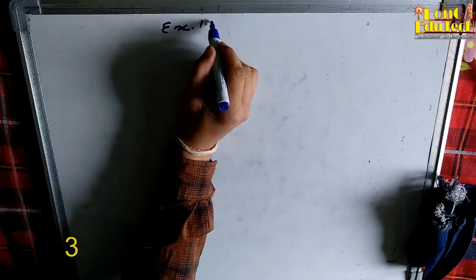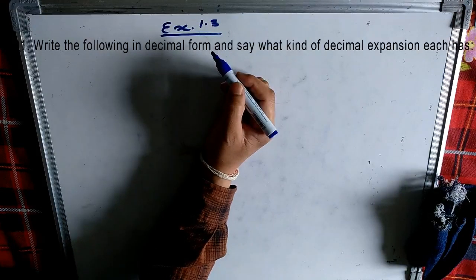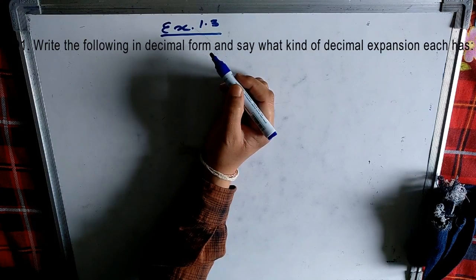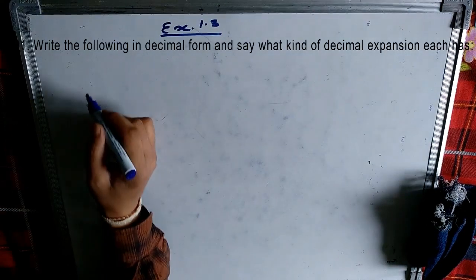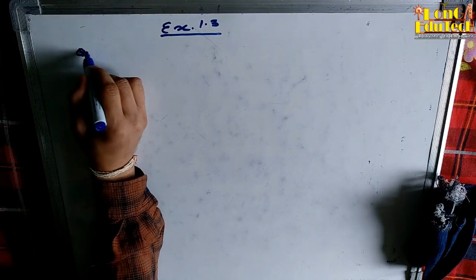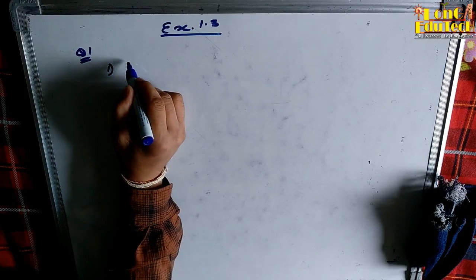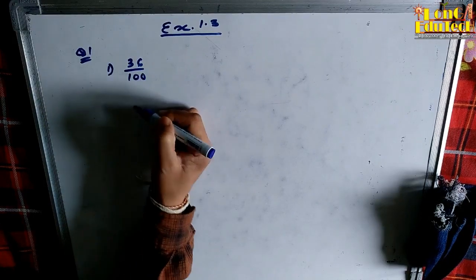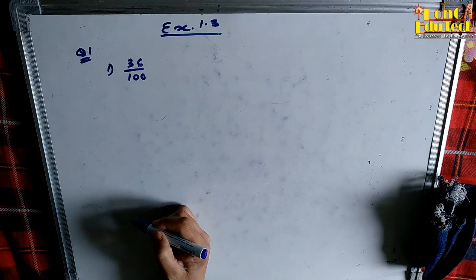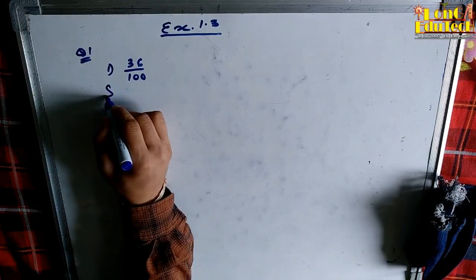Now let us go to exercise 1.3. The question says to write the following in decimal form and say what kind of decimal expansion each has. Question number 1: 36/100. If you understand all this nicely, then you can write the solution directly here.